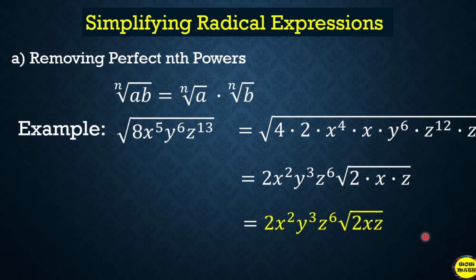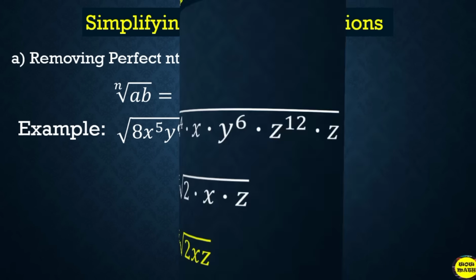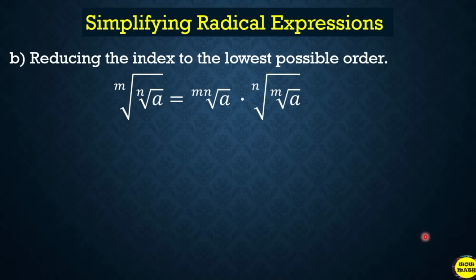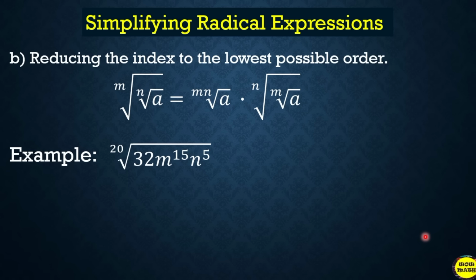I-remove natin yung mga perfect nth powers. Next. Or pwede rin i-reduce the index to the lowest possible order. For example, the mth root of the nth root of a, or that is the product of yung index natin, na mn root of a, times the n root of m root of a. Okay, so halimbawa meron tayong 20th root of 32m to the 15 n to the 5th power.